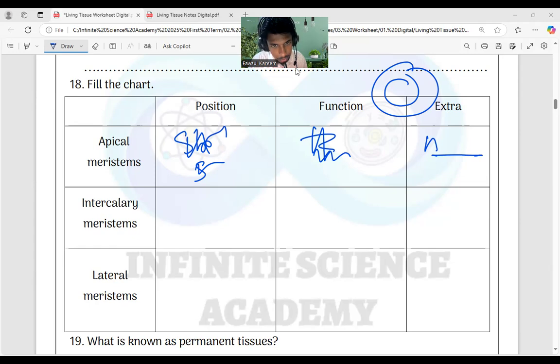Sir, when is the break, sir? Break will be given at 8:30, right? We have some more time after the discussion of this meristematic tissue. We'll give that break, okay? Okay, sir.